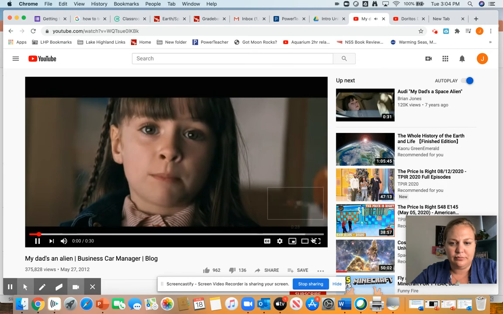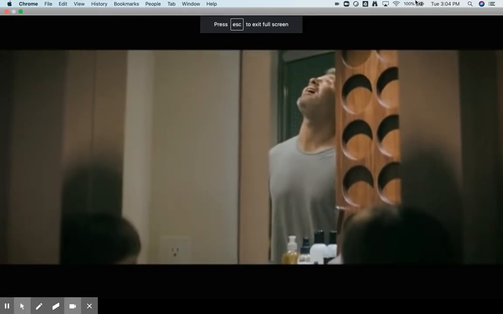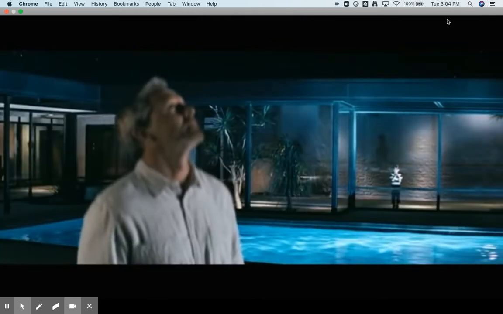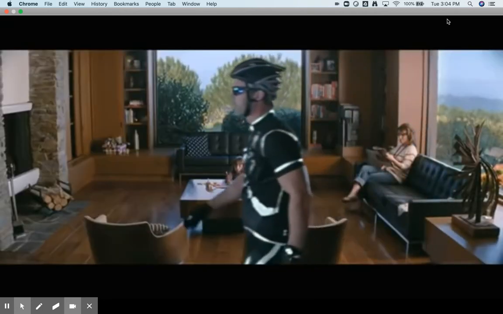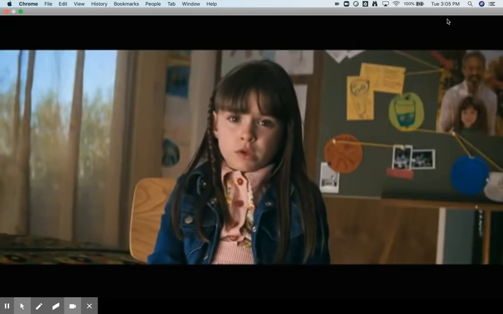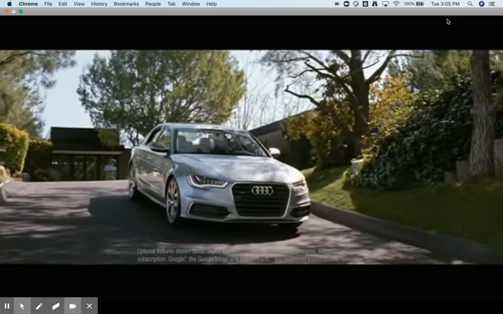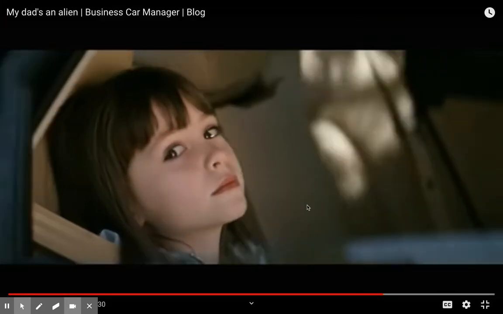I have evidence that proves my dad's a space alien. He speaks a weird language. He drinks green stuff. He says he's from Albuquerque. I'm not buying it. I mean, just look at him. And one more thing, he has a spaceship. The evidence doesn't lie. My dad's an alien. The highly advanced Audi A6.